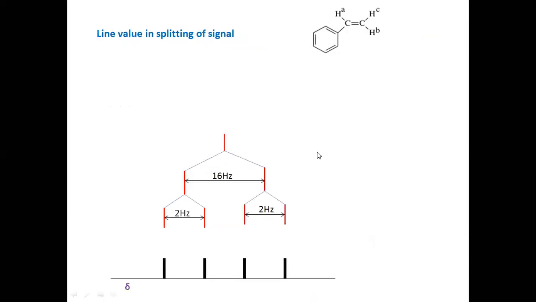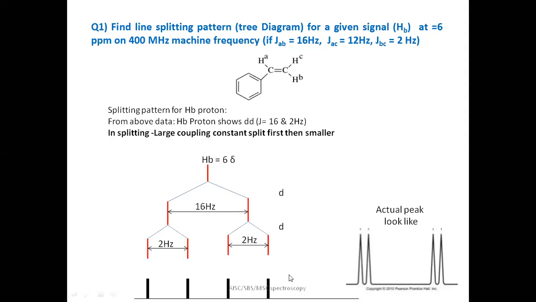Now for this four-line signal, you are getting a doublet of doublet. How many lines are you getting? Four lines. So what will be the value of those four lines in delta or in hertz? You have to calculate, or sometimes it is asked to calculate the value in hertz.